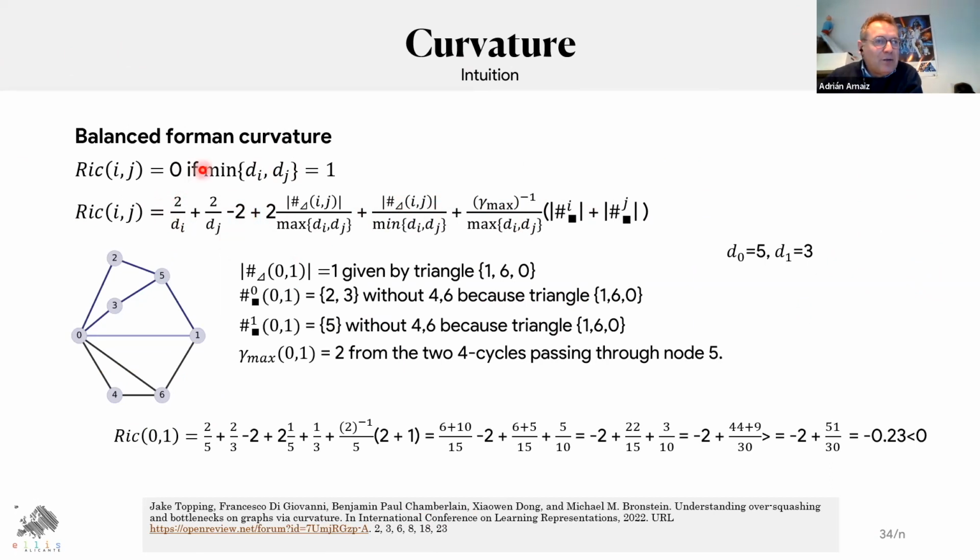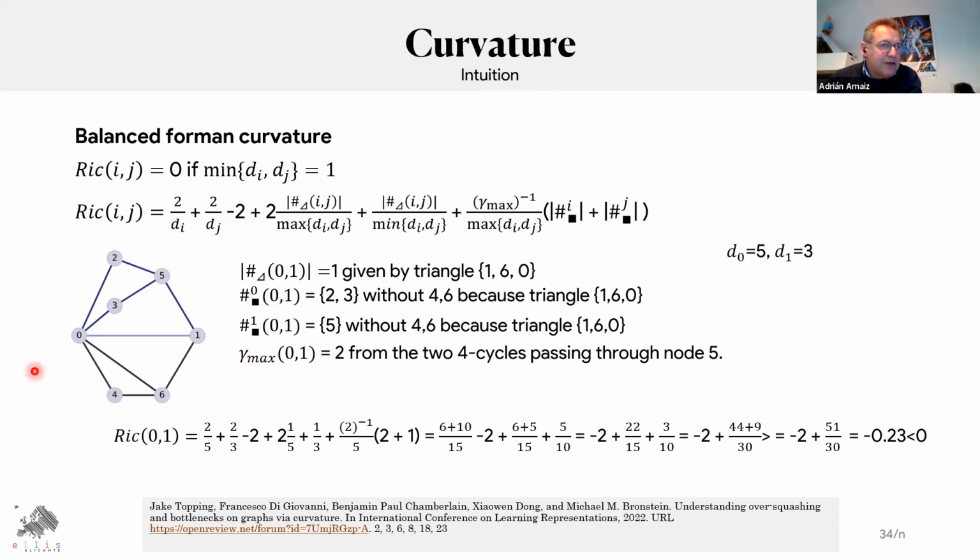curvature. The particularly interesting part is this: 1 divided by the degree of the first node of the edge plus the inverse of the degree of the second node, which we call the local resistance. It's a relationship between the resistance or the commute time and the curvature. We take into account the number of triangles, maximum and minimum, and the number of squares or cycles based on a given edge.